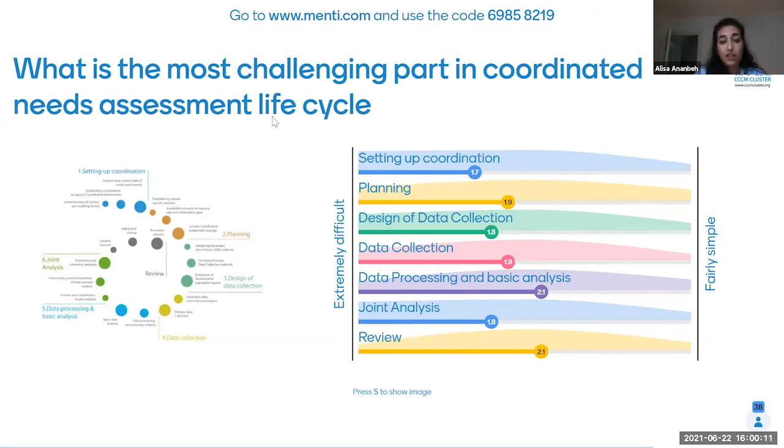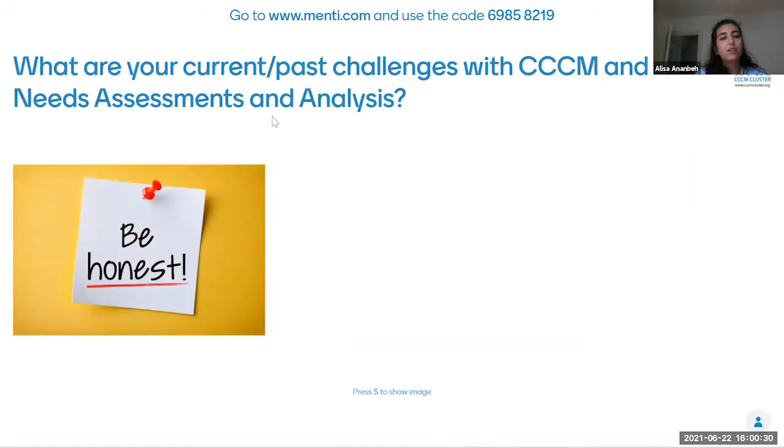In today's session, some of those points will be covered by our colleagues from DTM, OCHA, and REACH. So you will see different levels of those, and you can ask questions in terms of how they're mitigating those challenges in their assessments. And the last question to you is, what are your current or past challenges with CCCM needs assessments? It's more to capture what you find challenging as a CCCM practitioner with needs assessments.